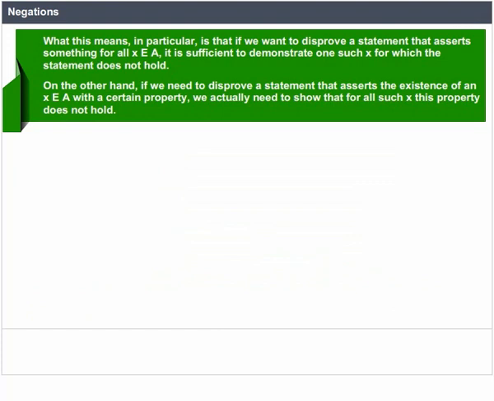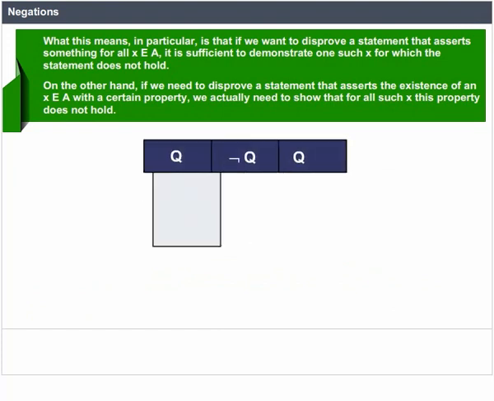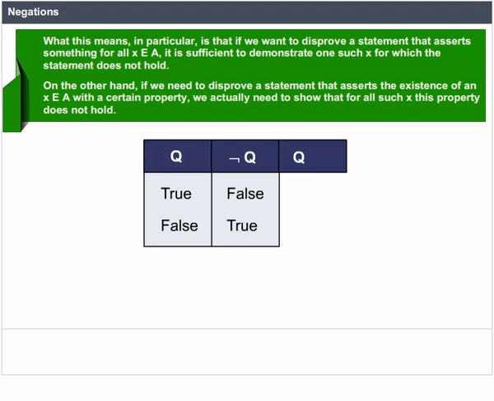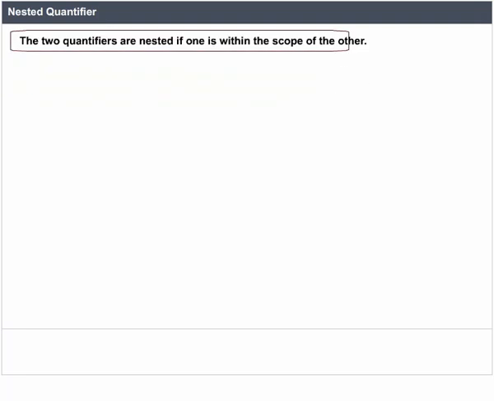Table represents Q, not Q, not not Q. Q represents true, false. Not Q represents false, true. Not not Q represents true, false. Nested quantifiers: two quantifiers are nested if one is within the scope of the other.